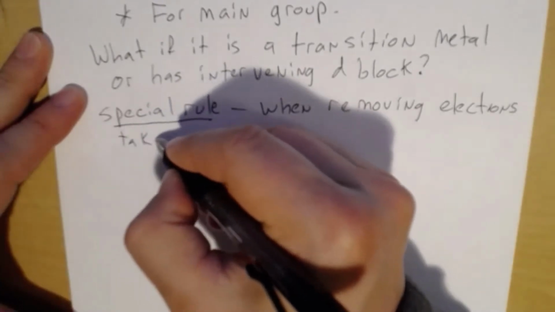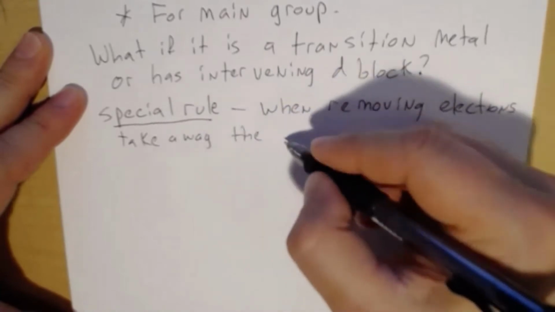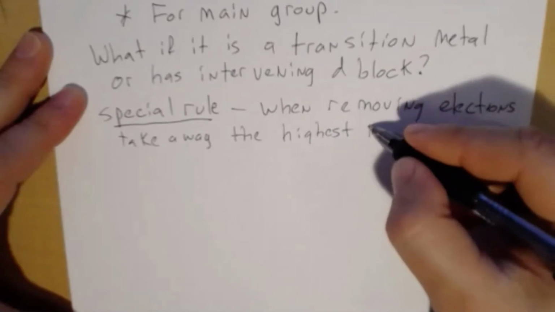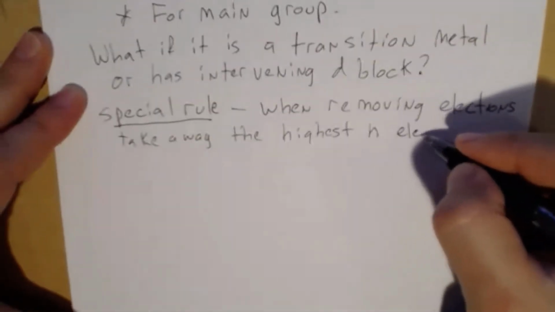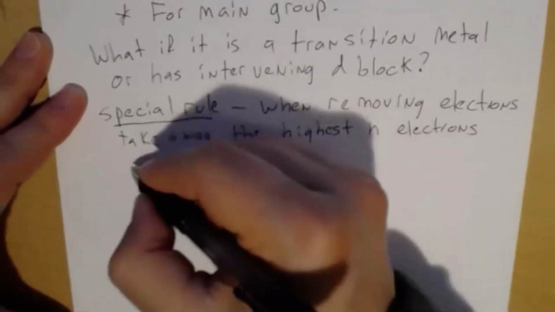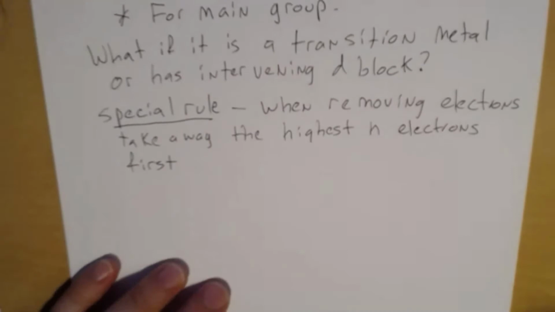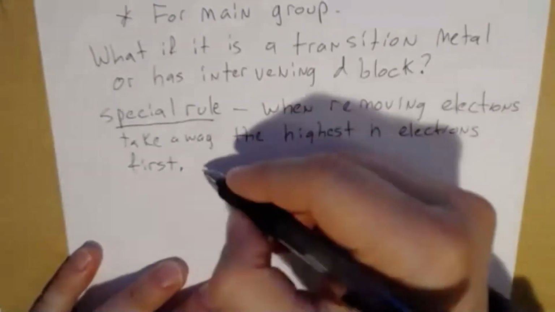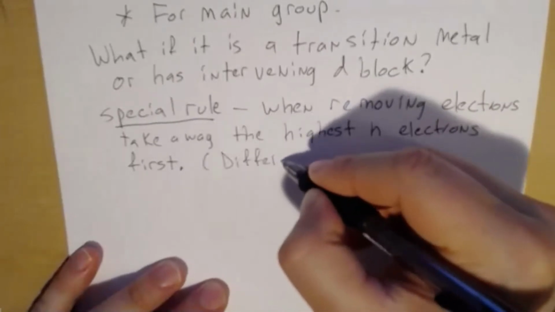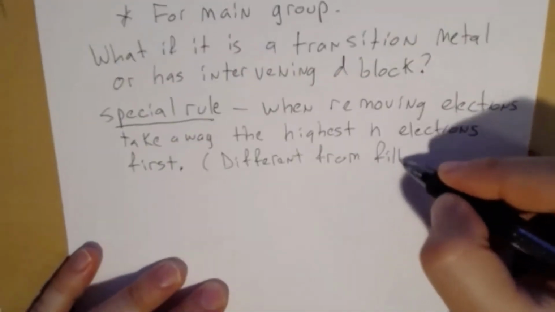take away the highest N electrons first. So why is that a special rule? Because it's different from the filling order.